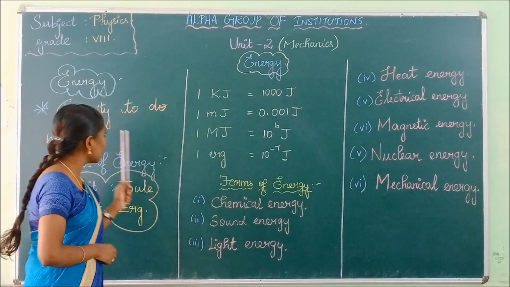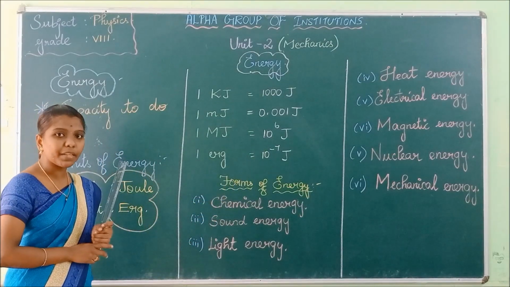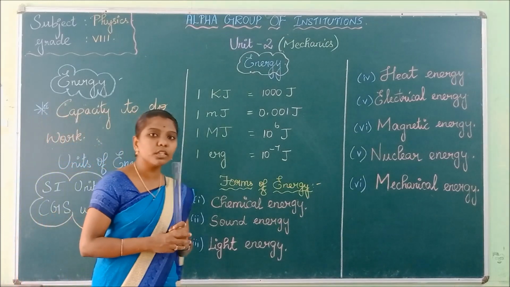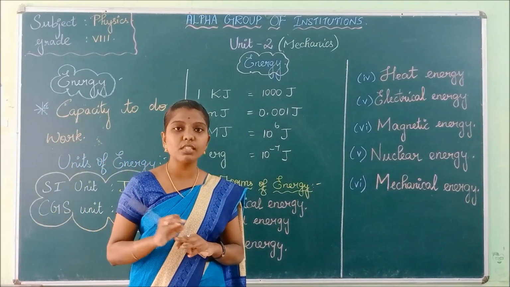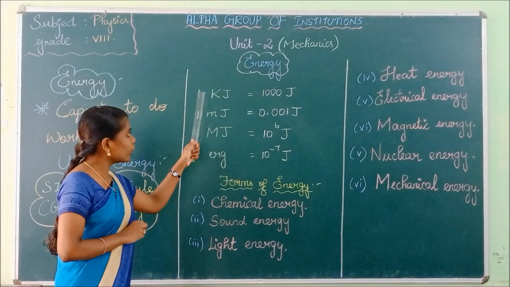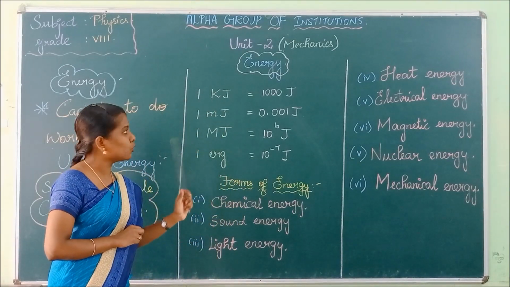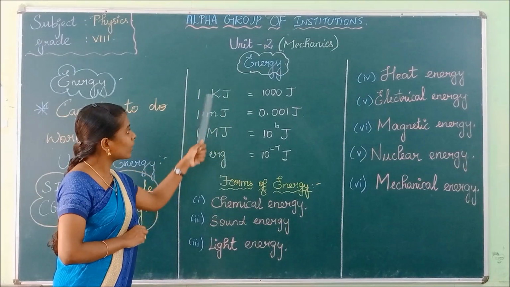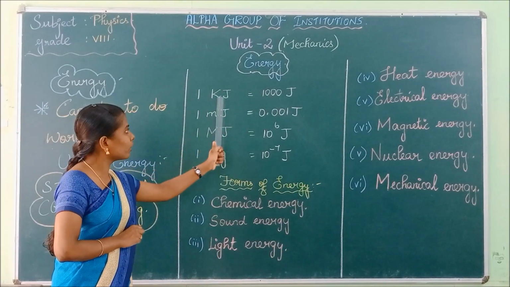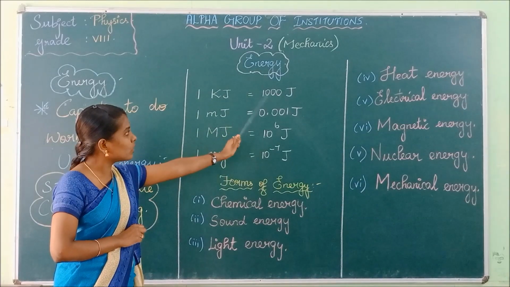What is energy? Energy is nothing but a capacity to do work. The SI unit of energy is joule and in CGS system the unit of energy is Erg. Now 1 kilojoule is equal to 1000 joule. Kilo is nothing but 10 power 3. So 10 power 3 is 1000. So 1 kilojoule is equal to 1000 joule.